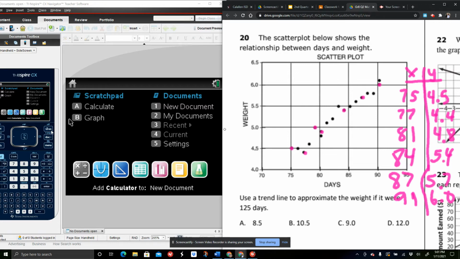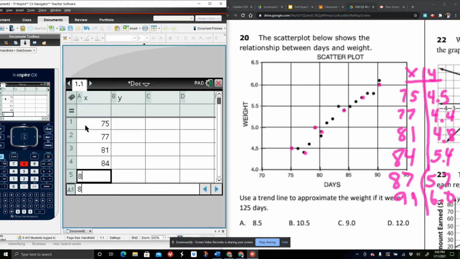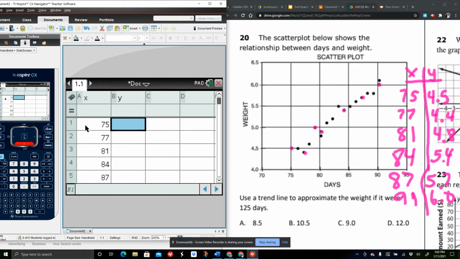So I would come to my calculator and I would go to Lists and Spreadsheets and put an X on the top next to the A, and then I would arrow down to the right and up, or you could hit tab. And I would type Y, so I have my X and my Y's, and then I would go through my table and type in all my numbers. So I have 75, 77, 81, 84, 87, and 91. And then I would arrow back up and do my Y's.